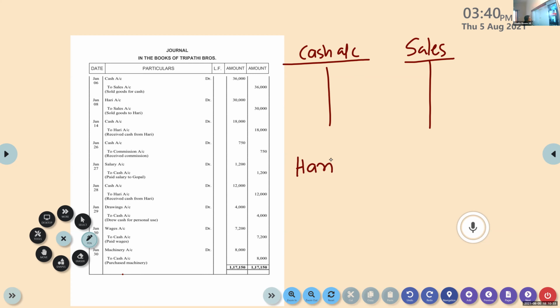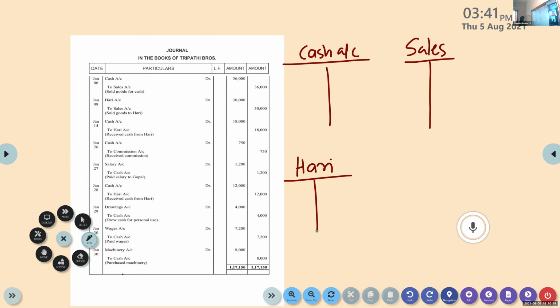And dear students, please don't draw it this way. You should draw it in the proper format, providing the columns: date, particulars, JF, amount. Don't draw T accounts. Okay, Hari account, we need a Hari account. Hari account debtor to sales. One sales account is enough.